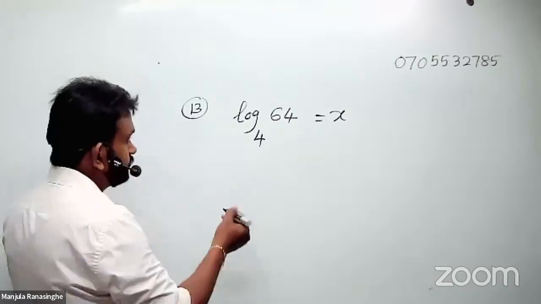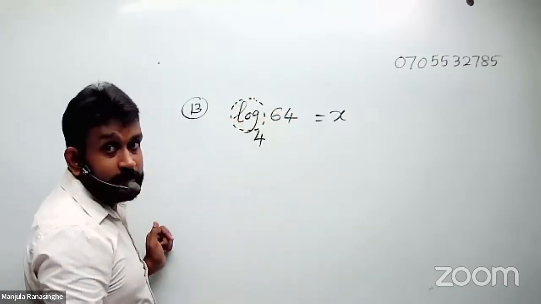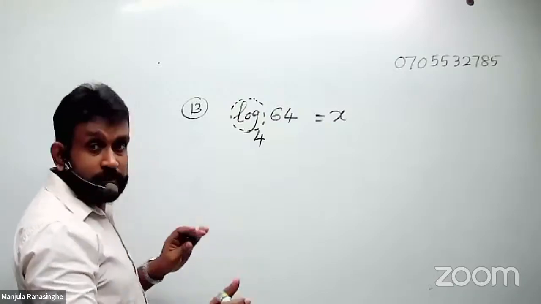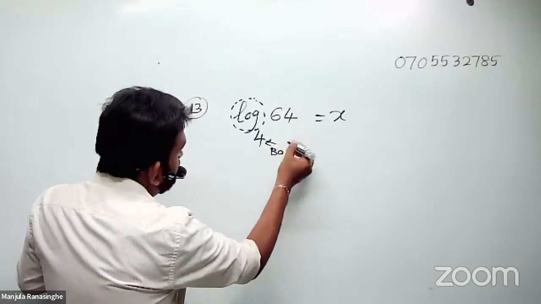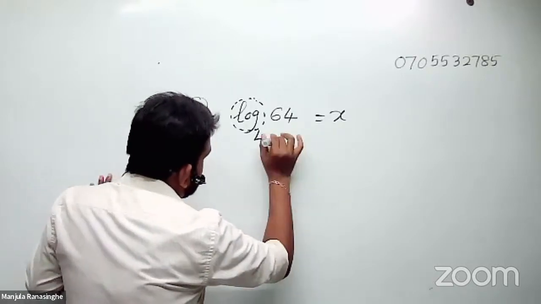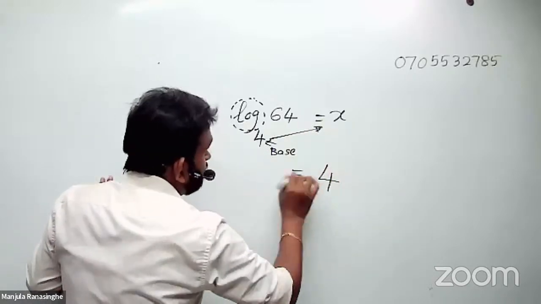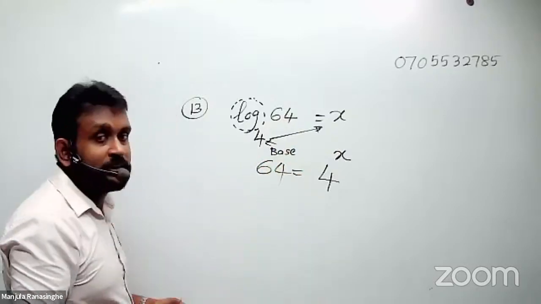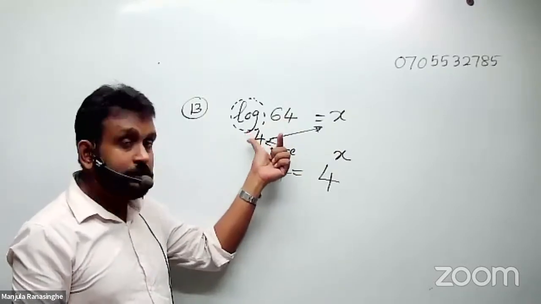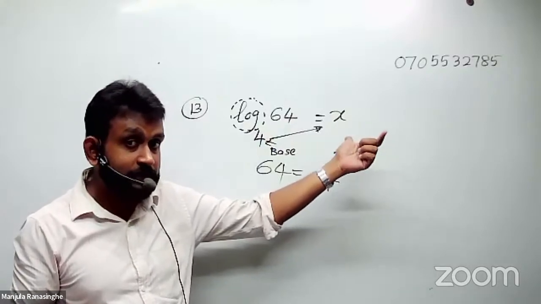So here, a log format is given, right? So how to convert log to the index format? Here we have a base 4, right? So I shift the base to the other side as the base, right? Then base 4, x goes to the index: 4 to the x equals 64, right? Just convert log to the index format in this way.